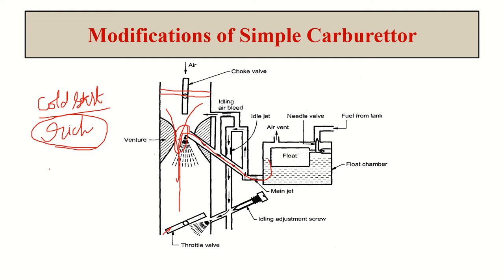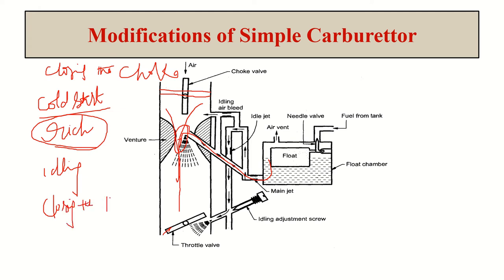Next. Suppose you are idling. In cold starting, you are closing the choke. During idling, you are basically closing the throttle valve. This one. Suppose I completely close this, right? So now you see that in this region no vacuum is created. You are blocking the airflow. You have opened this, but you have blocked this airflow, so no vacuum is created. No fuel will be flowing into this.